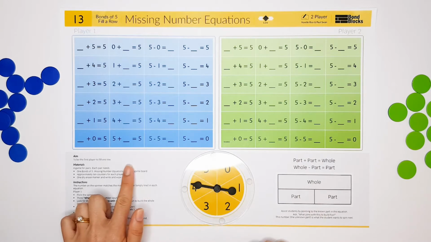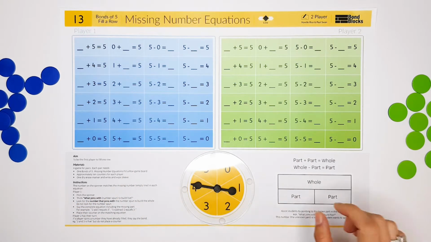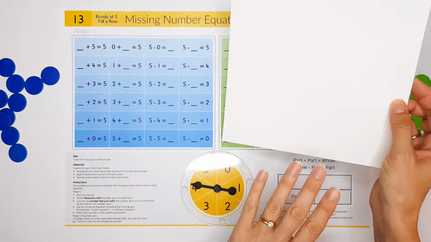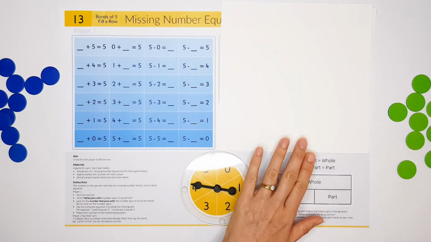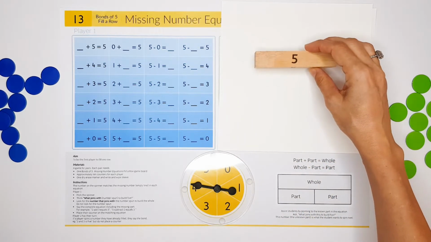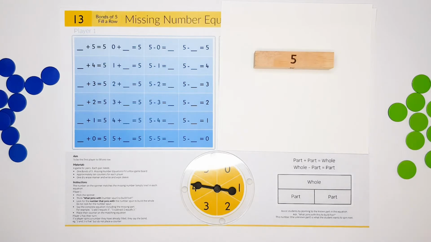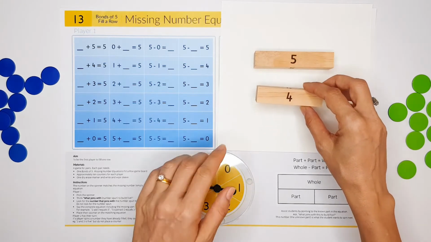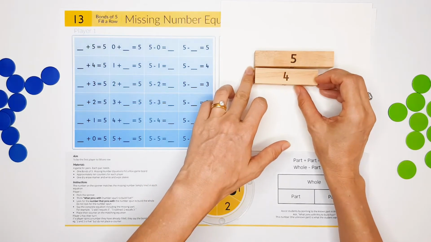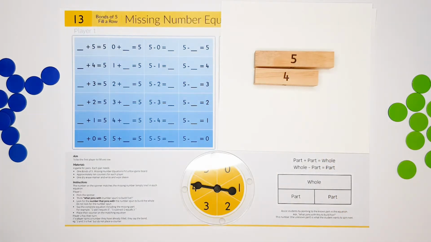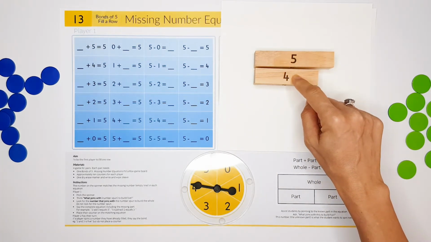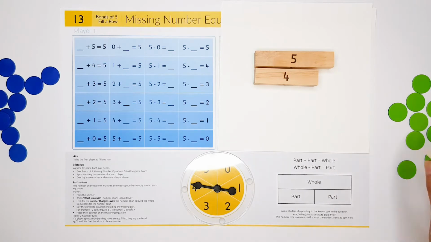Player 1 spins and they spin a 4. You don't need to model this with bond blocks, but I'm going to for the video. We know the whole is 5 and they have spun a part of 4. This means they need to stop and think, what joins with the 4 to build 5? And the answer is 1.